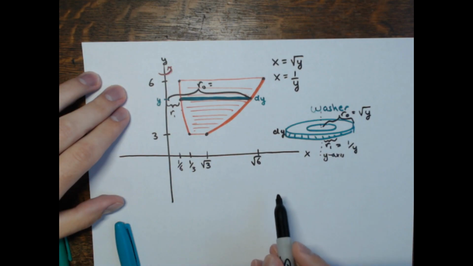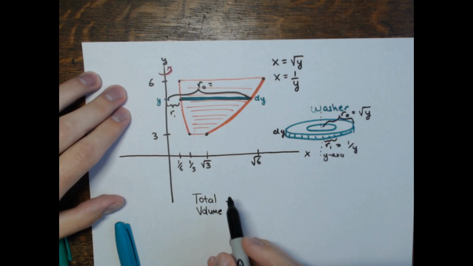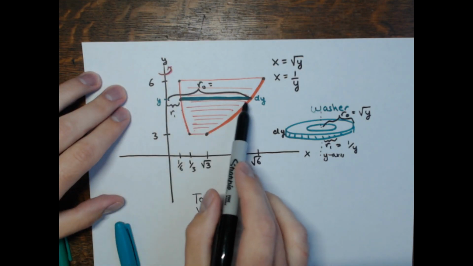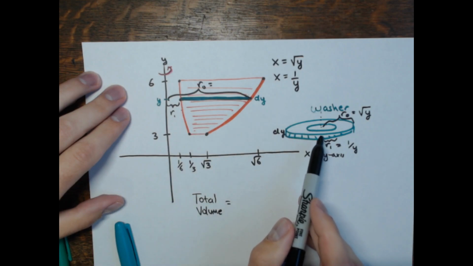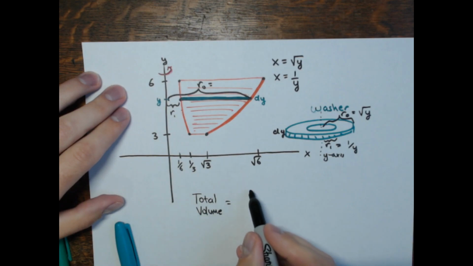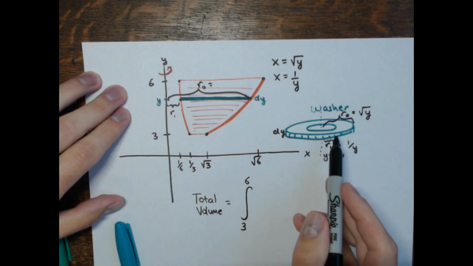All right, so now that I have these radii, we could just do total volume right now. The total volume of the shape created rotating this region around the y-axis. I'd be making these washers, finding the volumes of these washers for every y value from 3 to 6, and then adding them up. So we're doing the integral from 3 to 6 for the y of the volumes of these washers.